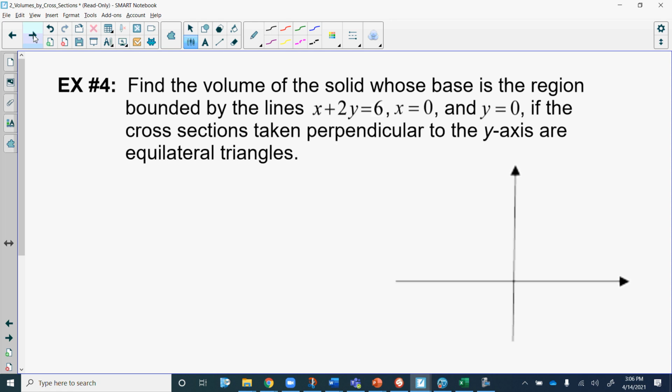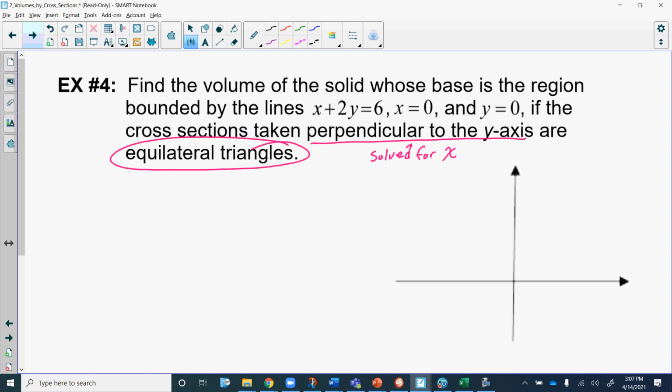Find the volume of a solid whose base is the region bounded by the lines x plus 2y equals 6, x equals 0, and y equals 0. So the x and y axis, and we have a line that's written in standard form. Cross sections taken perpendicular, so perpendicular to the y-axis. So perpendicular to the y-axis means, in this case, solve everything in terms of x. And it's giving us a shape here, equilateral triangles, so we kind of know what we're going to be looking at for the function.